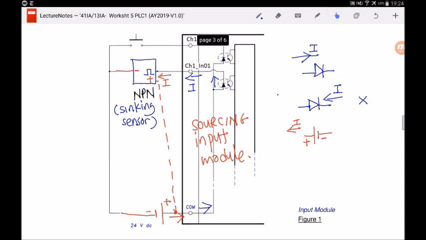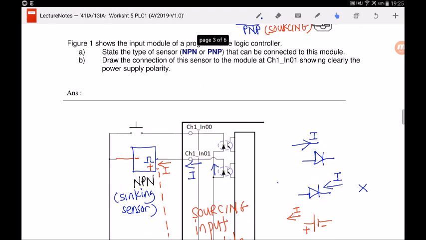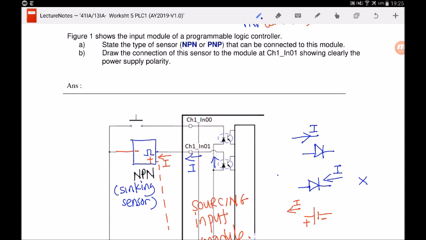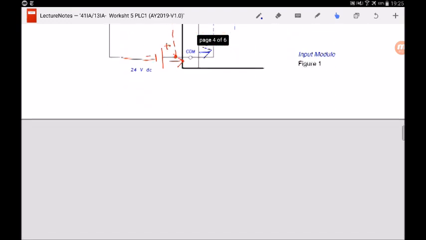And also remember all these basics that I have just drawn out, which you have learned earlier in your EL Tech. So the question asked me to state the type of sensor that can be connected. I already proved to you that it is an NPN sensor, and I have also drawn the connection of this sensor to channel 1 in 01. And I have also indicated clearly the power supply polarity. Okay, with this, we shall go to the next example over here.